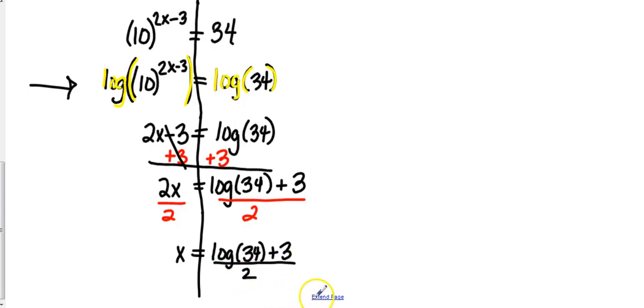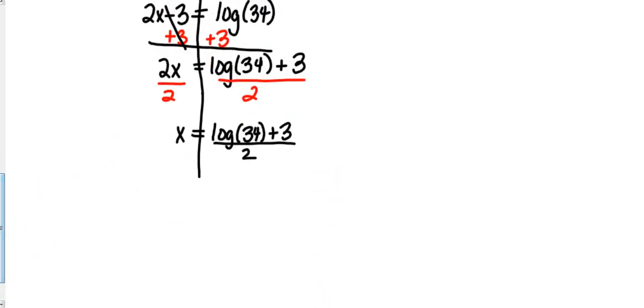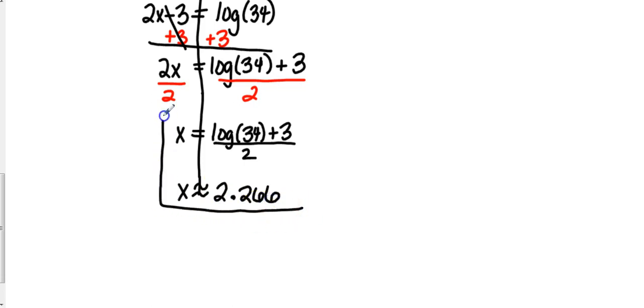That's my exact answer. Go ahead and type that into your calculator and let's see what we get as a decimal approximation. Remember that the numerator, we will need to use parentheses before we divide by 2. Press pause until you have it, and then check with me. That is approximately, so I changed my equal sign to a squiggle equal sign, 2.266. So I have an exact answer and a decimal approximation.